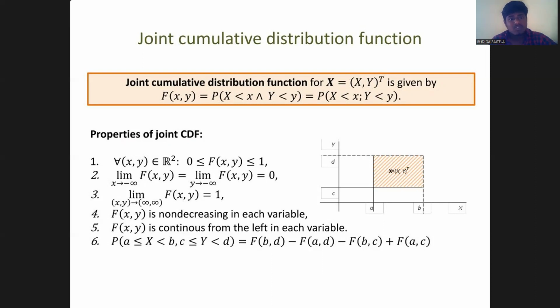We can see a few properties of the joint cumulative distribution. So F(x, y) is non-decreasing in each variable, and also F(x, y) is continuous from the left in each variable. We can see on the graph that from the left side it is continuous in each variable, and also non-decreasing in each variable. Through the graph, we can observe these points.